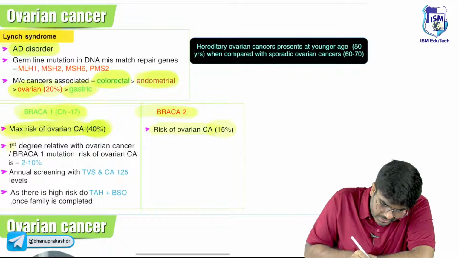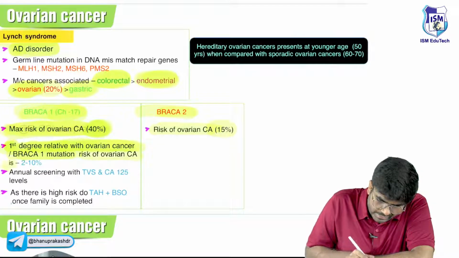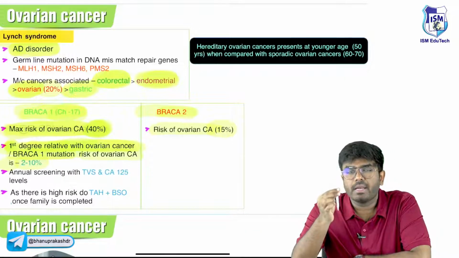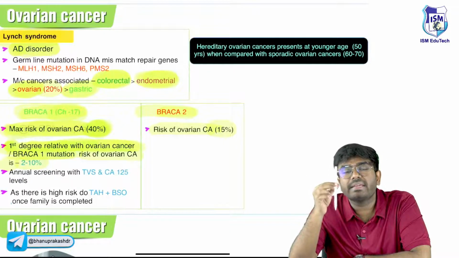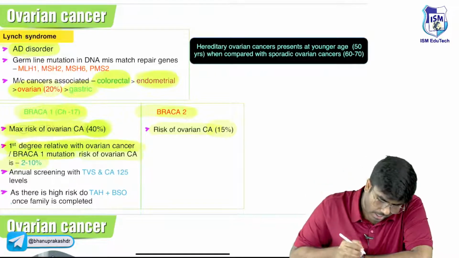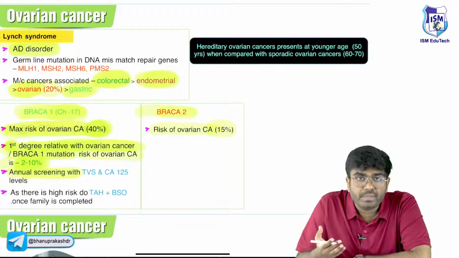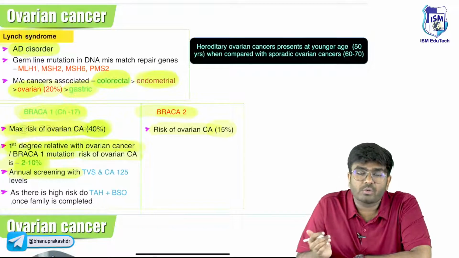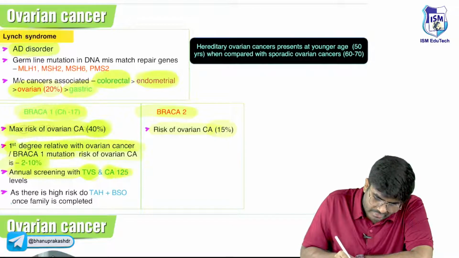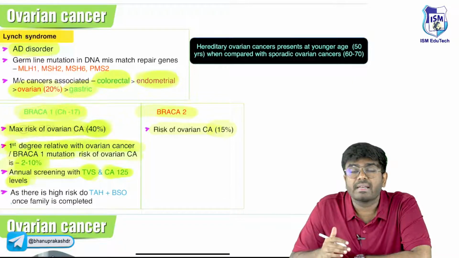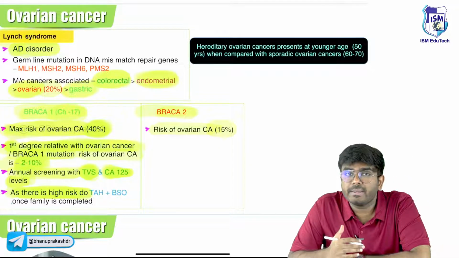For example, if a first degree relative has ovarian cancer or a BRCA1 mutation, the risk of ovarian cancer is 2 to 10%. Imagine there is this one female whose mother or sister has a BRCA1 gene mutation. The risk of this female getting ovarian cancer is almost 2 to 10%. Annual screening: females whose relatives have BRCA1, BRCA2 gene mutations, especially BRCA1, have to go for transvaginal sonography and CA125 levels every year. They have to check every year because they are at high risk of getting ovarian cancer.